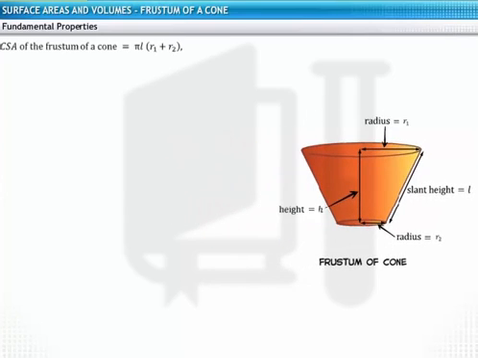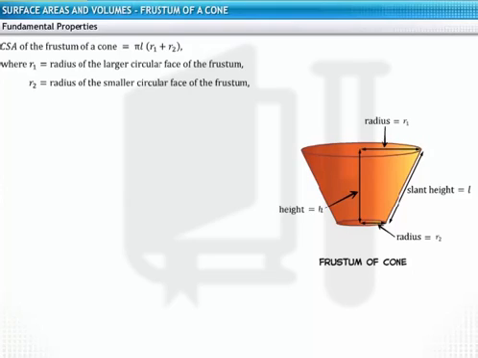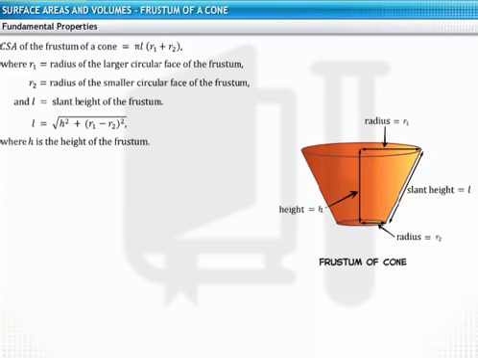The CSA of the frustum of a cone equals pi into L into (R1 plus R2), where R1 and R2 are the radii of the larger and smaller circular faces of the frustum respectively. L is the slant height of the frustum. The slant height can also be expressed as root of h square plus (R1 minus R2) the whole square, where R1 and R2 are the radii of the circular faces and h is the height of the frustum of the cone.